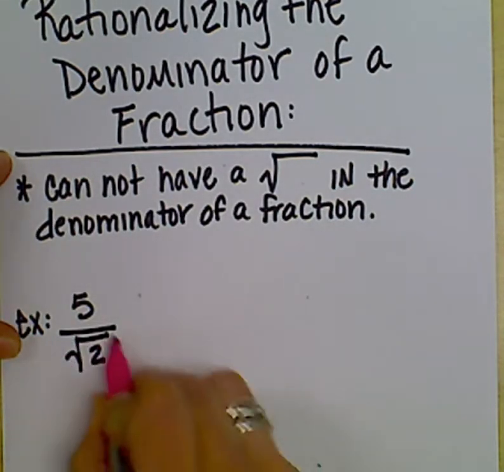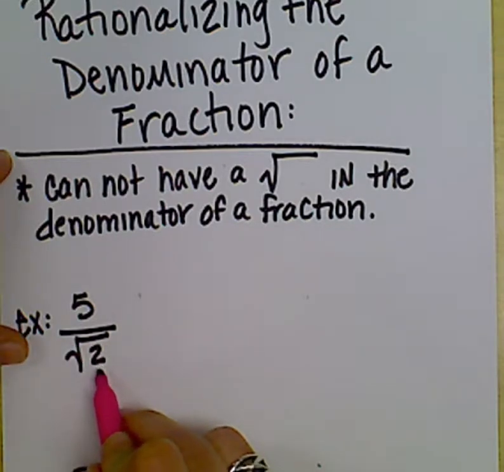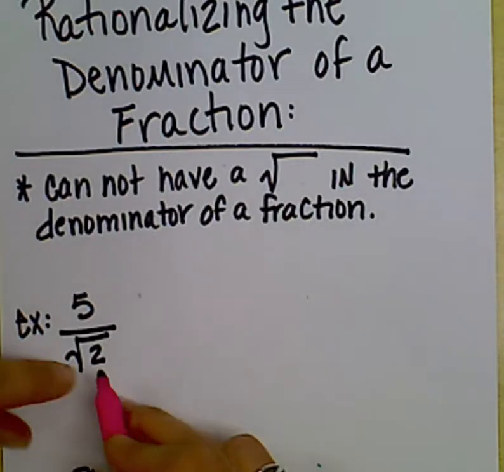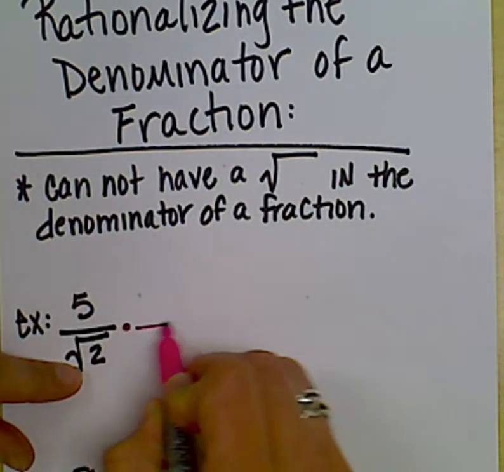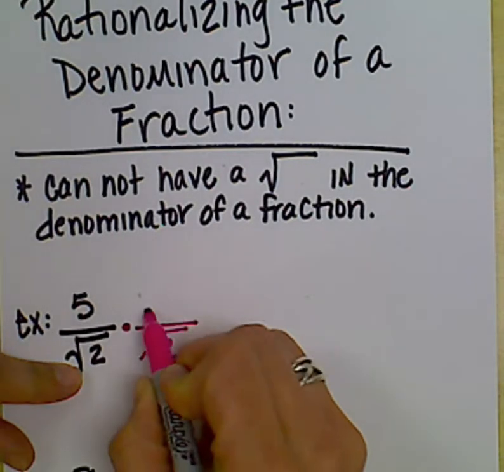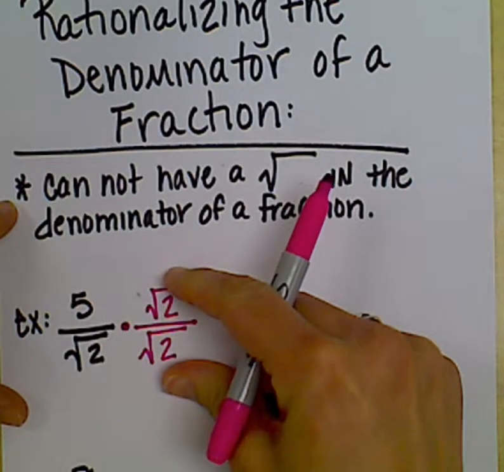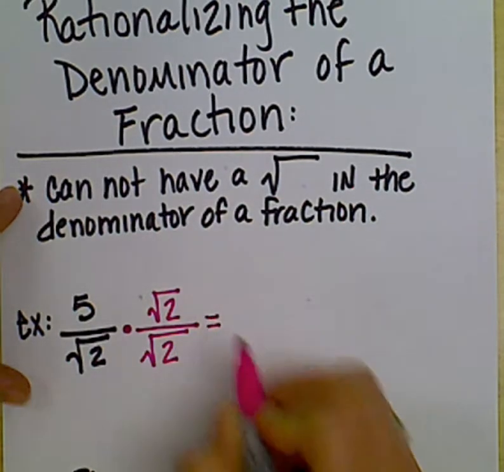We want this bottom number to actually be able to take a square root. The closest perfect square to the number 2 is the number 4. So if I go through my list, 4, 9, 16, 25, 36, the closest one to 2 is the number 4. The only way to get 4 is to multiply 2 by 2. I want to multiply by this special number 1 because 1 times anything won't change the value. I just want to change the way it looks.